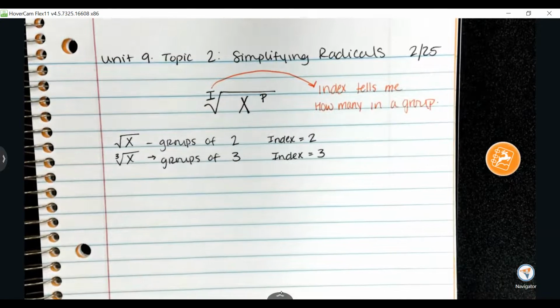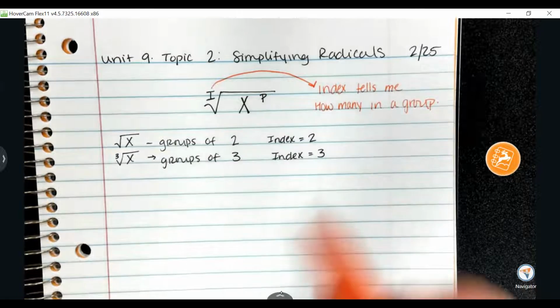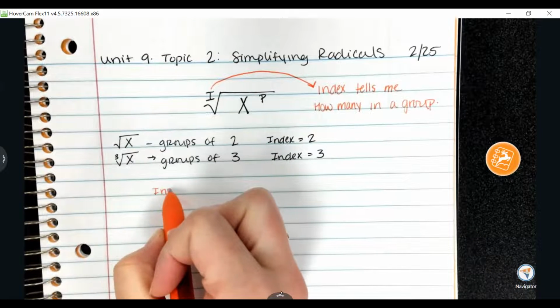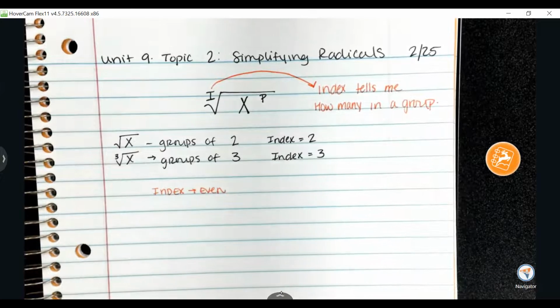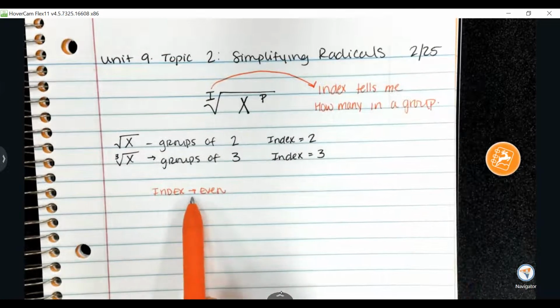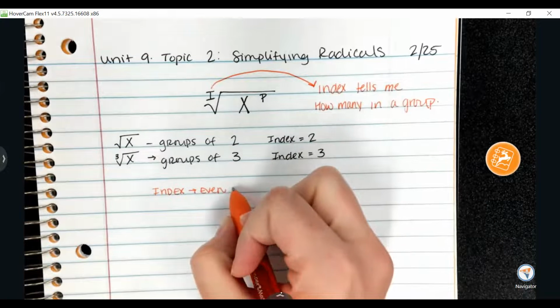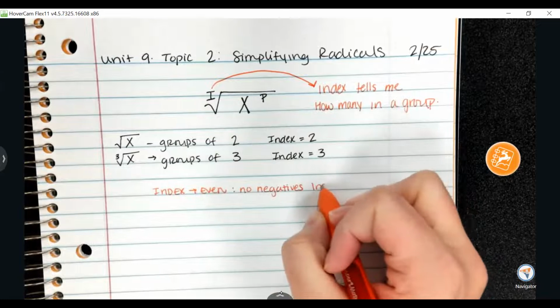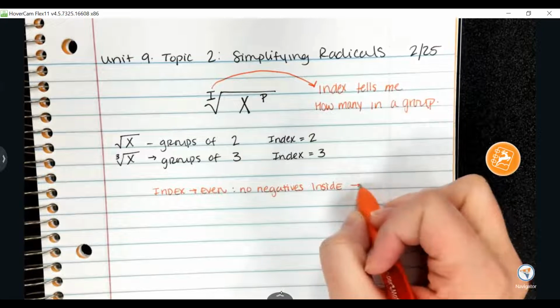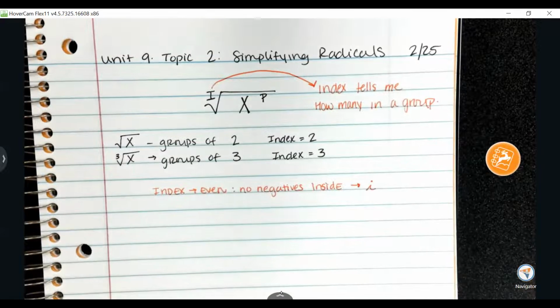Now, here's the tricky part. Like in our warm-up, we had a square root, and inside was a negative. Can I have a negative inside a square root? No. So if my index is even, 2 is an even number, what's another even number? 4, 6, 8. If my index is even, I have no negatives inside, meaning the only way to get rid of it is to make it the letter i. Okay.